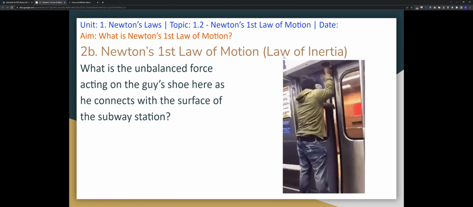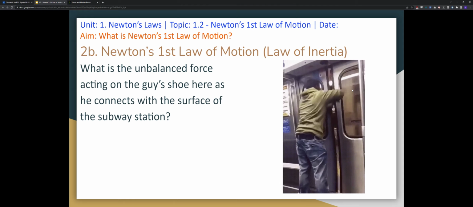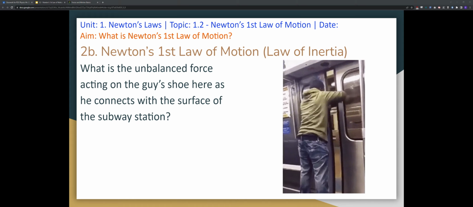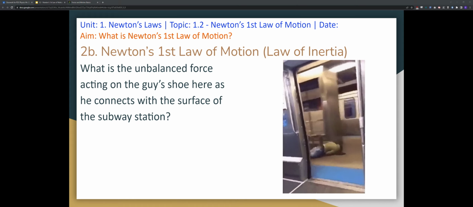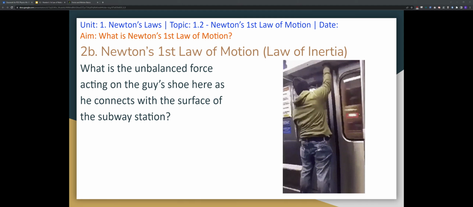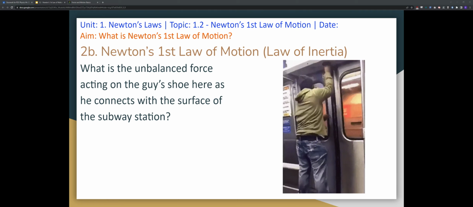This question, you see some guy jumping out of a train, right? And what's the unbalanced force acting on the guy's shoe as he jumps out of the train? The unbalanced force is the force due to friction. The force due to friction from the floor connects with his shoe, slows him down so he doesn't keep going.